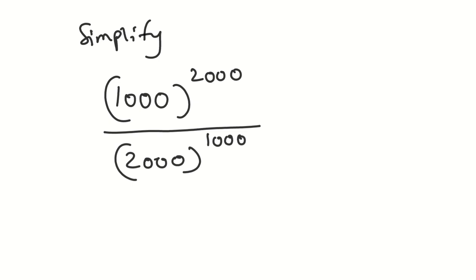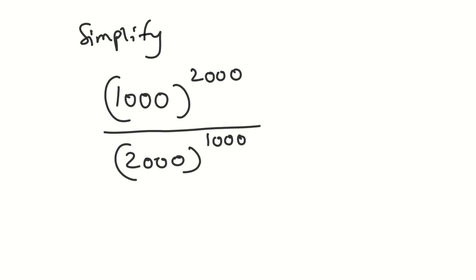So I want to see how we can make them have the same base. This is a base of 1000, but this is a base of 2000. So as we proceed, I'm going to be changing 2000 to 2 times 1000 for the sole purpose of seeing how we can have the same base in the numerator and denominator.